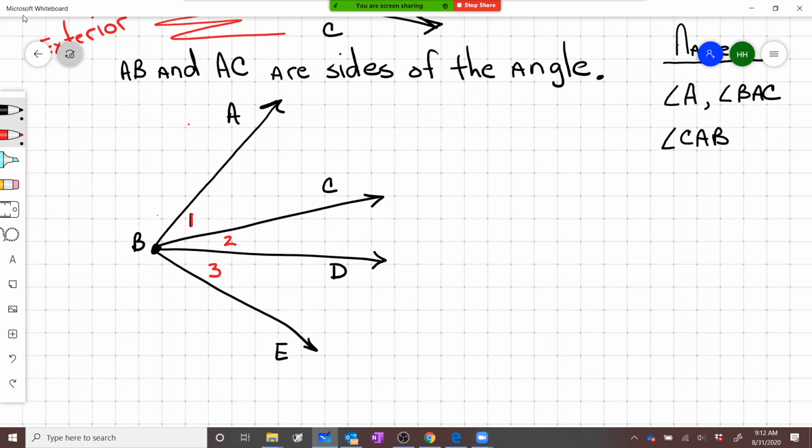What's another name for angle 2? CBD, good. What's another name for angle 3? DBE or EBD, right? Now, you see the 3 little angles, don't you? Do you see angle CBE? Alright. It's a combination of angle 2 and angle 3, isn't it?